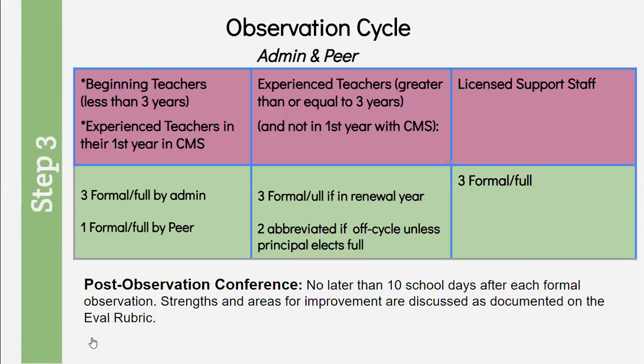Looking at the chart, beginning teachers, if you have less than 3 years, or if you're an experienced teacher, but it's your first year in CMS, you will have 3 formal or full observations throughout the course of the school year. You will have one at the beginning of the school year, one in the middle of the school year, one at the end of the school year. You will also have an observation by a peer who will be assigned to you, and more details about the peer observation will be forthcoming.